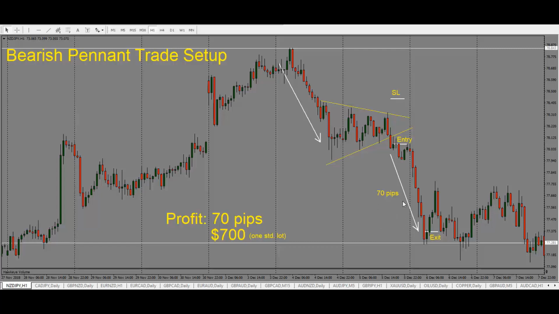From entry to exit here, we get 70 pips in our trade. So our profit is 70 pips or $700 if trading one standard lot.